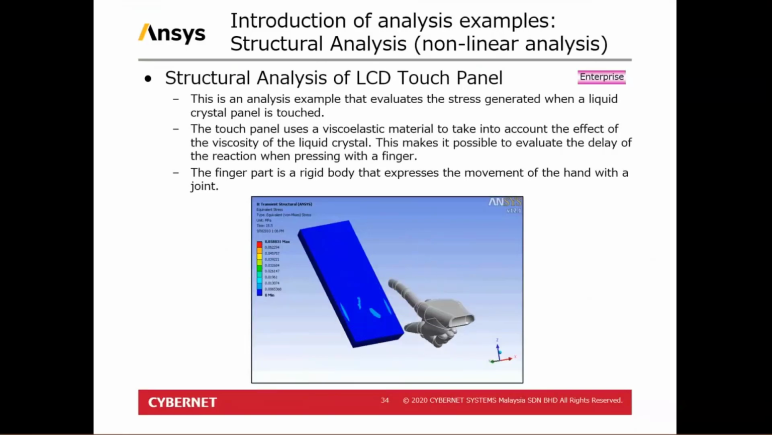Basically the touch panel uses a viscoelastic material, one of the nonlinear materials that is available inside ANSYS. The touch panel uses viscoelastic material to take into account the effect of the viscosity of the liquid crystal. So this makes it possible to evaluate the delay of the reaction when pressing with the fingers.